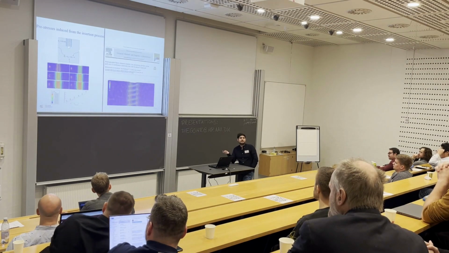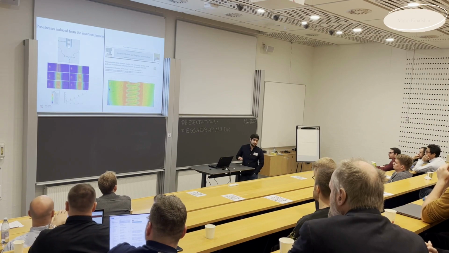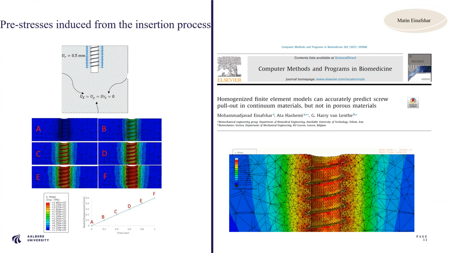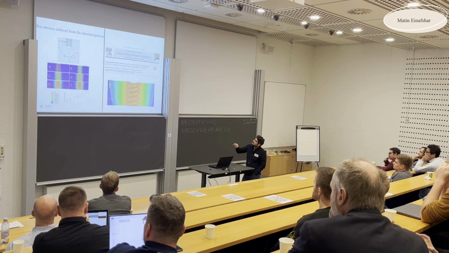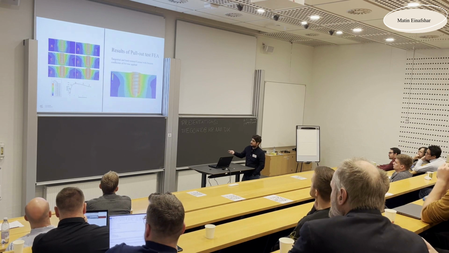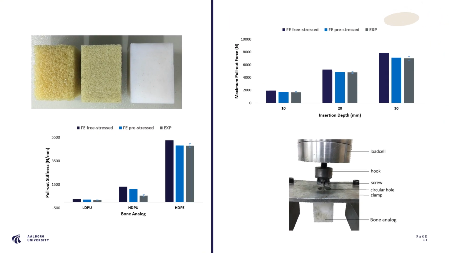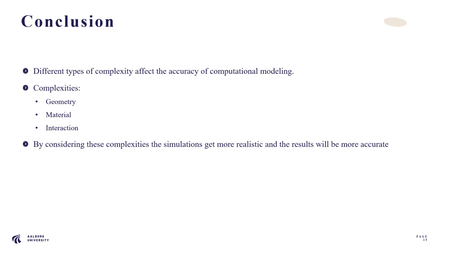Another very important thing is the pre-stresses developed during insertion of the screw inside the bone. In one attempt in 2021, we put some displacement at the interface of the screw and bone, and then we transferred the pre-stresses from the insertion process into the pull-out process. We found that by changing from the stress-free model to the pre-stress model, we could enhance the validation. This also held in different materials like low-density polyurethane, high-density polyurethane, and high-density polyethylene.